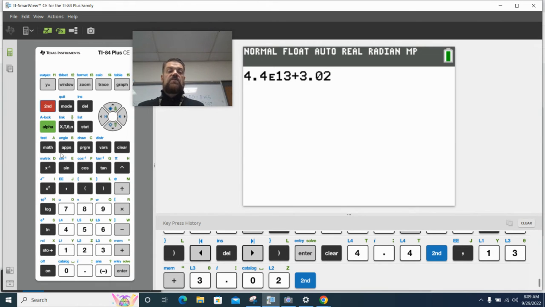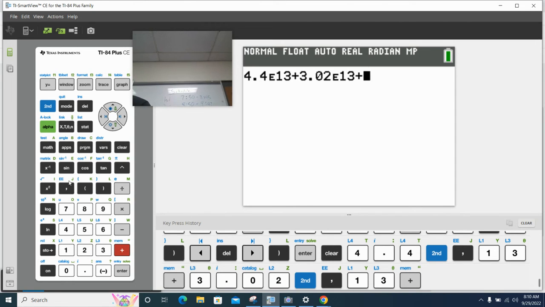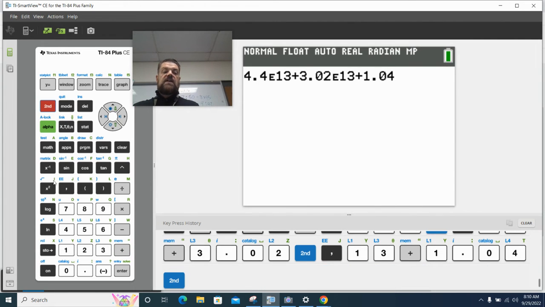And then you hit E, which is the same as 10 to the whatever power. And what's that to? 13? Is that to 13 as well? Yeah. My little teacher book up here, they have the whole page shrunk down to a very tiny amount. And then the next one is 1.04. Then hit second comma. Is that to the 13 as well? Yes. Okay.